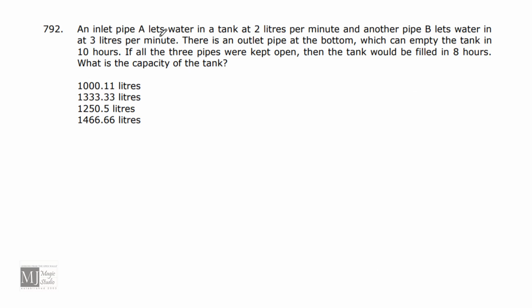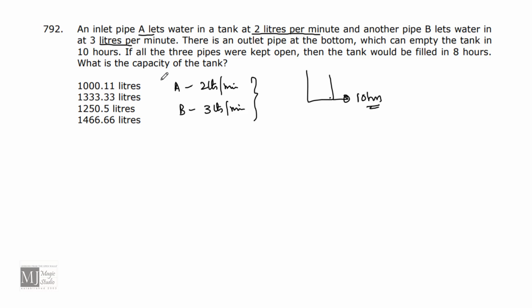An inlet pipe A lets water into the tank at 2 liters per minute. That is A's efficiency, 2 liters in 1 minute. And another pipe B lets water in at 3 liters per minute. There is an outlet pipe at the bottom which can empty the tank in 10 hours. If all the 3 pipes are kept open, then the tank would be filled in 8 hours. What is the capacity of the tank?